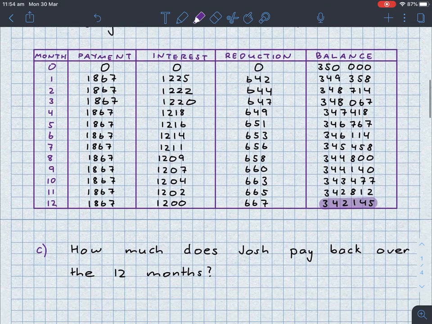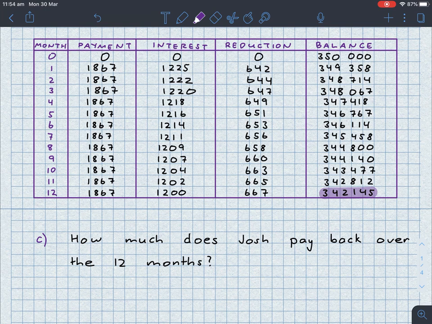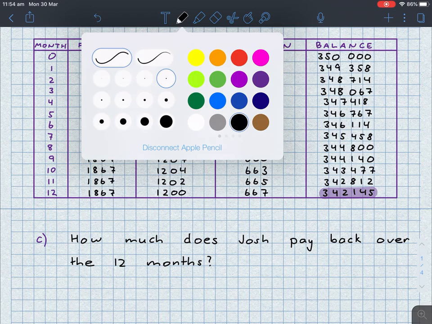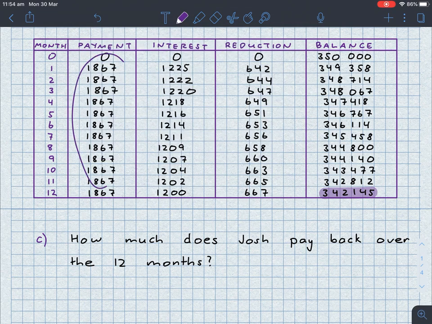Okay, a couple more questions. Part C, how much does Josh pay back over the 12 months? So all we need to do here is we look at how much he's paid. He's paying $1,867 a month for 12 months. So if we multiply his monthly repayment by 12, then we get the total he's paid in the year, which is $22,404.